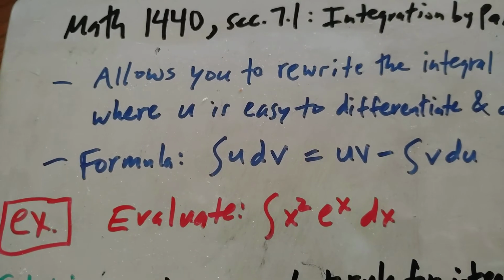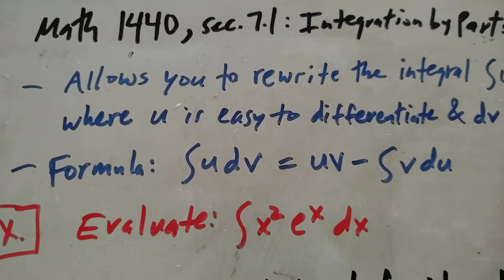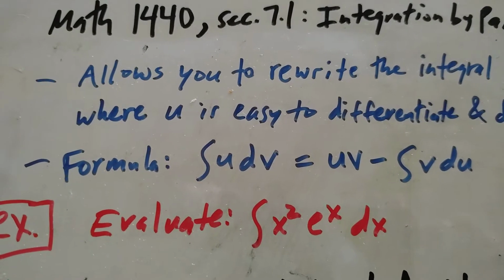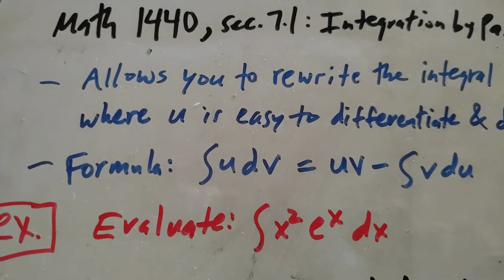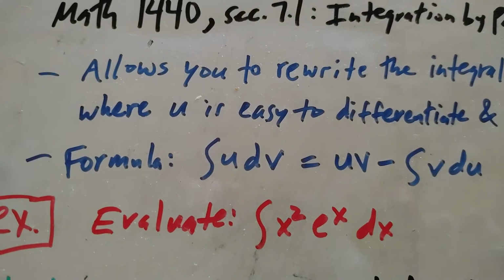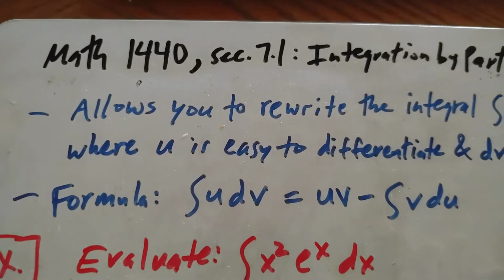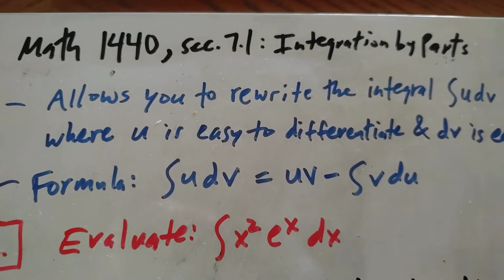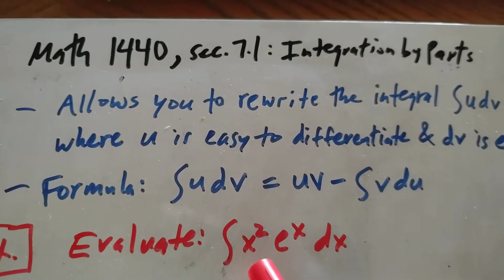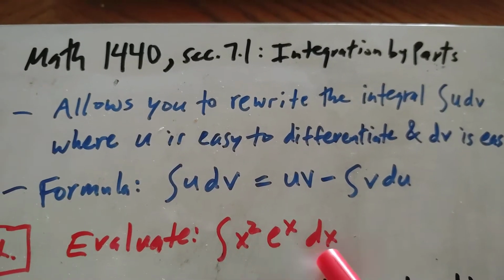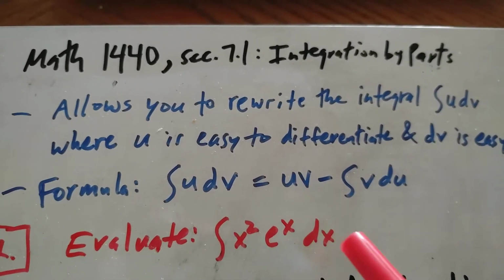We want to evaluate this integral, x squared times e to the x dx. This is a product, and there is no product rule for integration. And like I said, we don't know how to do this in Math 1430. So we're going to do this by integration by parts. What you want to do is let u equal one of the factors so that it's easy to differentiate, and then let dv be everything else so that it's easy to integrate.